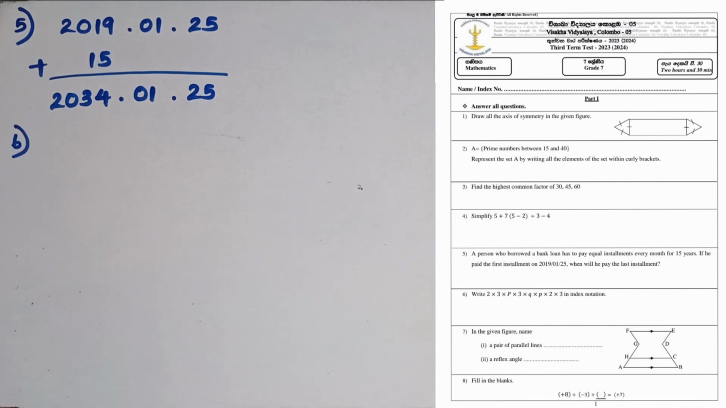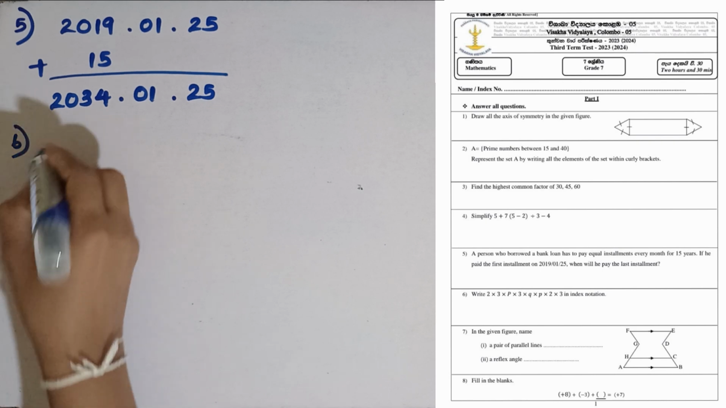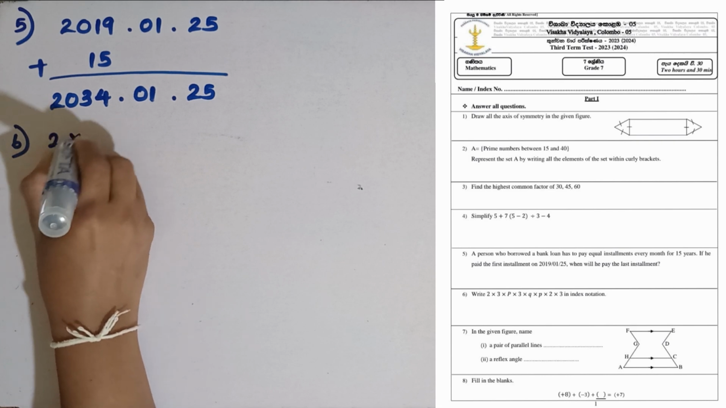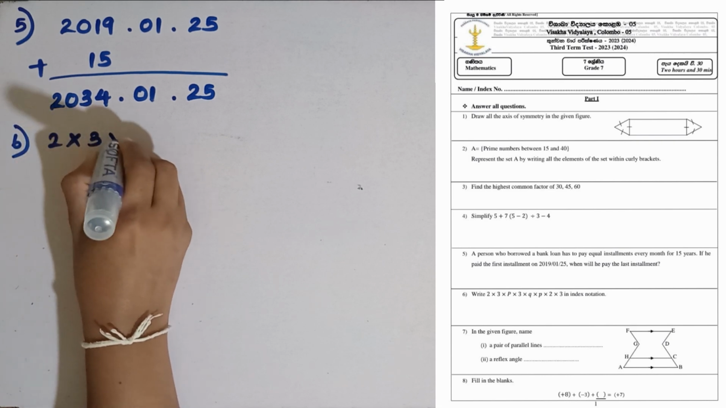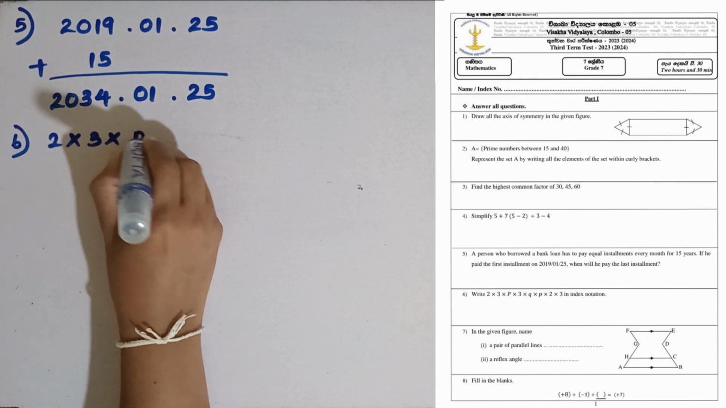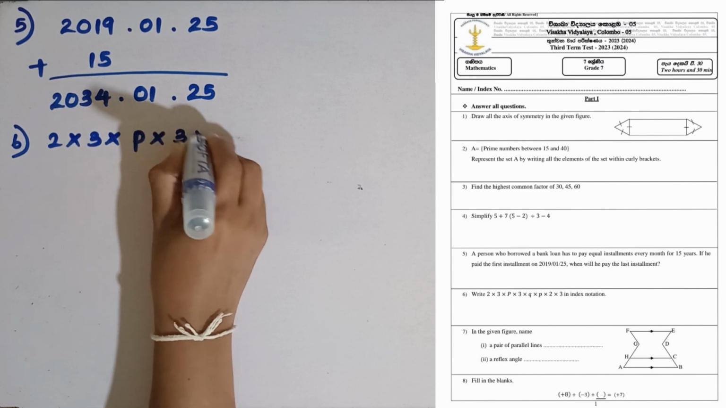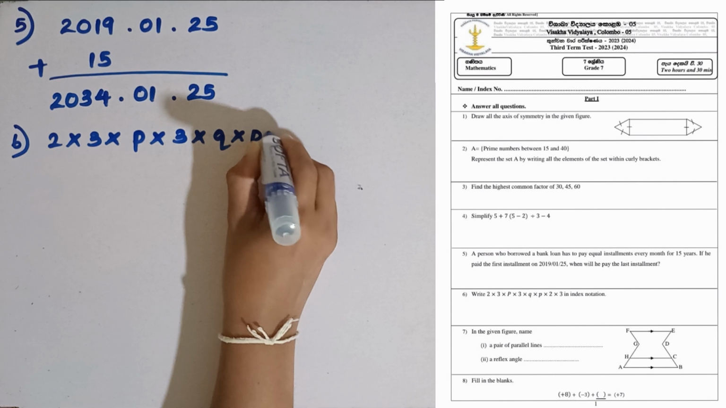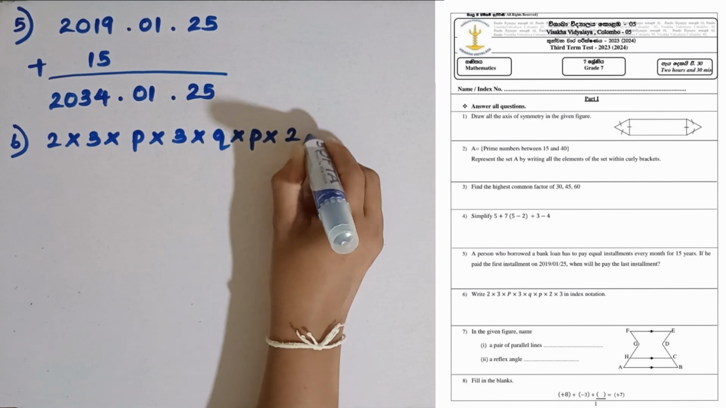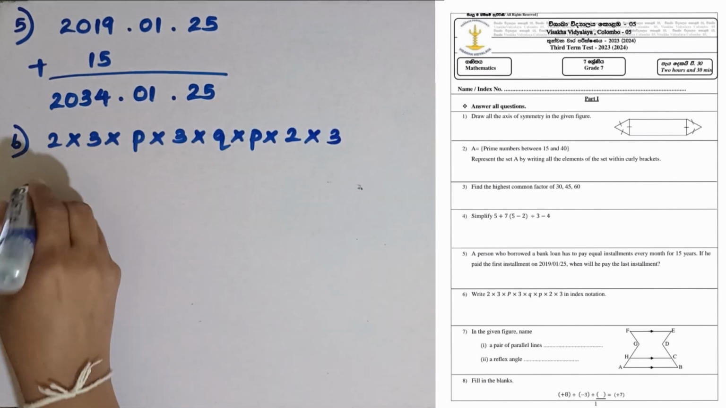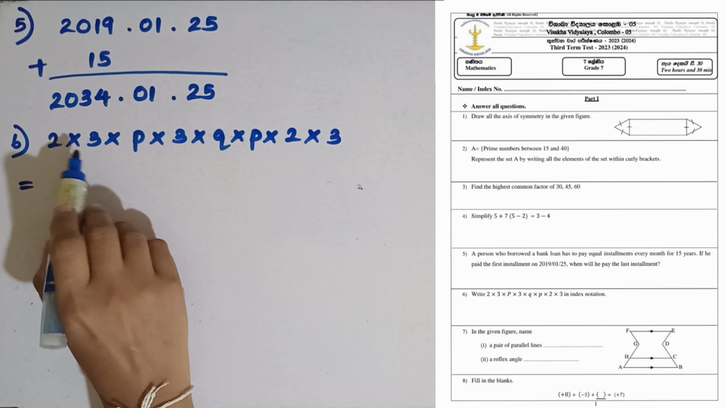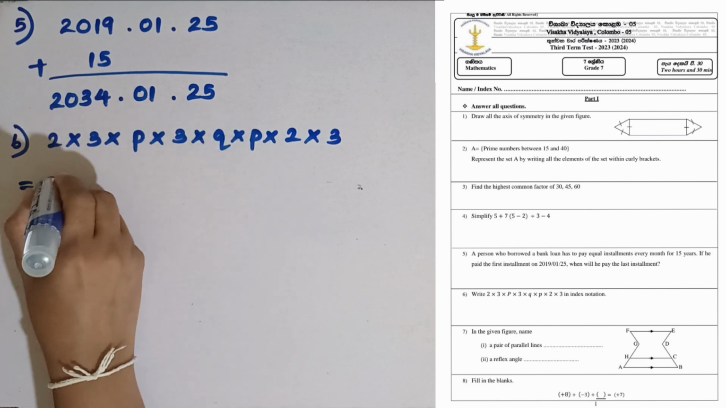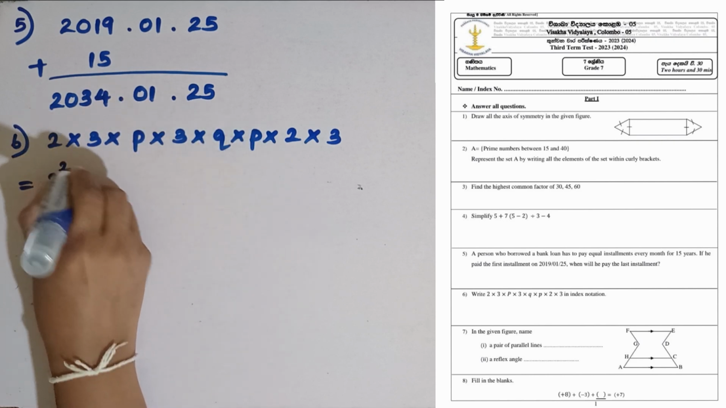Question number 6. We are given an expression in index notation. We are given this one. 2 into 3 into P into 3 into Q into P into 2 into 3. How many 2's are there? 1, 2. So we can write 2 to the power 2.